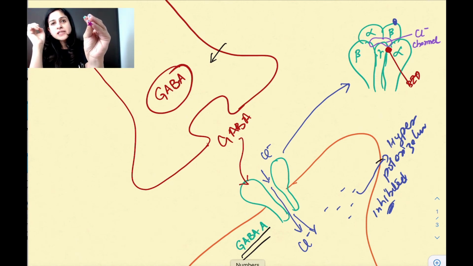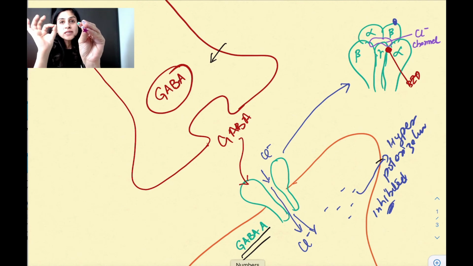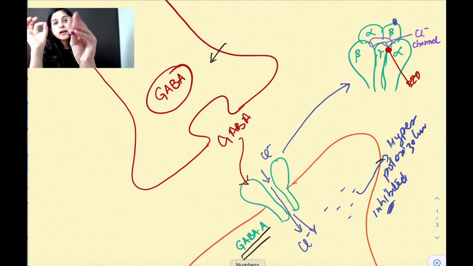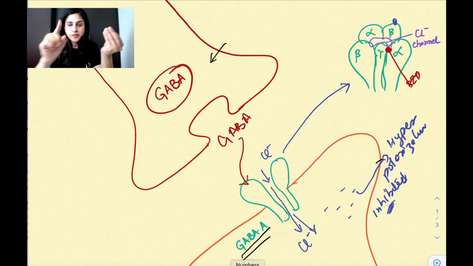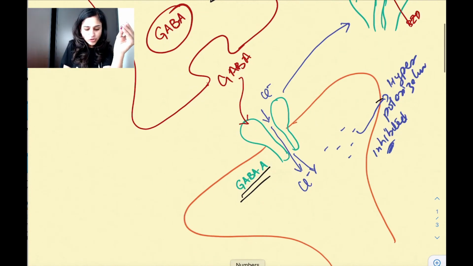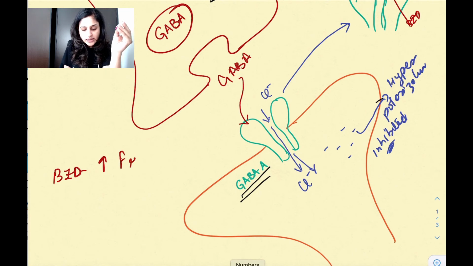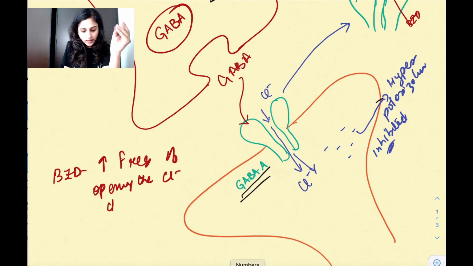And when benzodiazepines attach, what happens to this channel? It starts opening more often, opening and closing. So this is what happens to this. So there is an increase in the frequency, the number of times the channel is going to open and close, that is going to increase. So what do benzodiazepines do? They increase the frequency of opening the chloride channel.